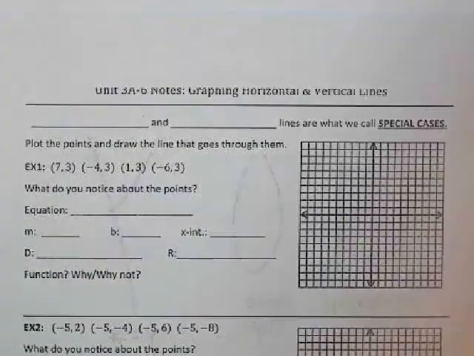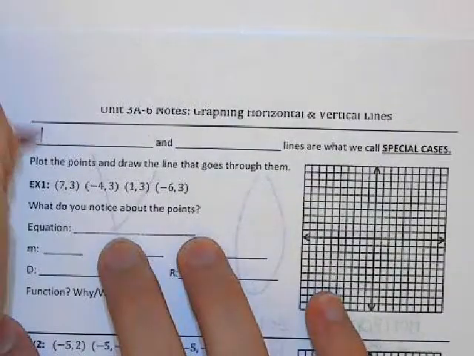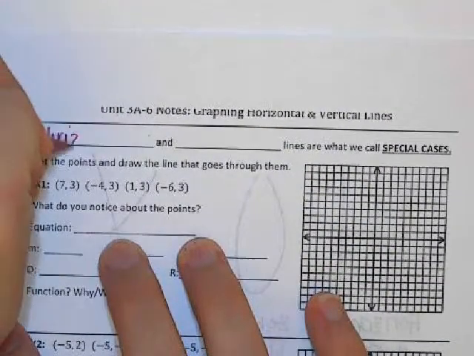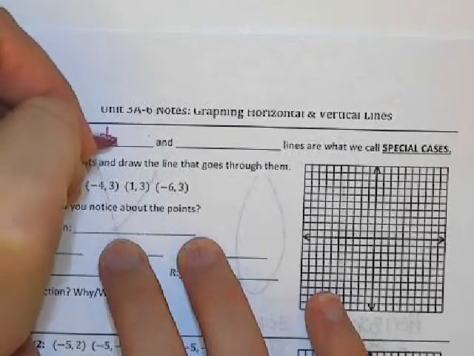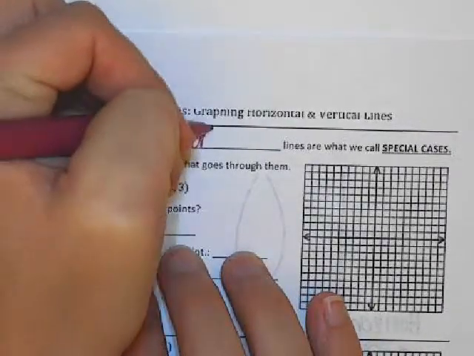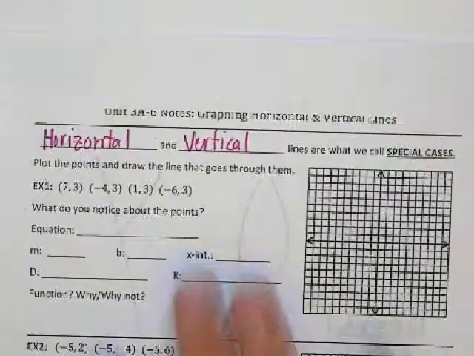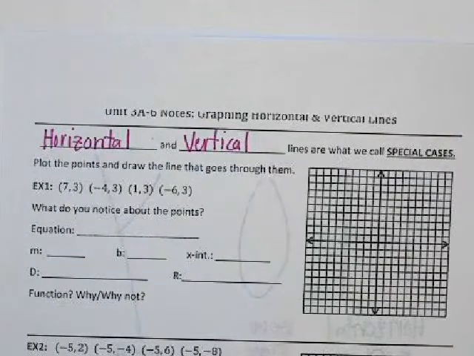All right, it says blank and blank. So horizontal and vertical lines are what we call special cases. Why are they special? Because they have different looking equations and different looking slopes. Okay, that's why they're special. Different equations, different slopes. It says plot the points and draw the line that goes through them.